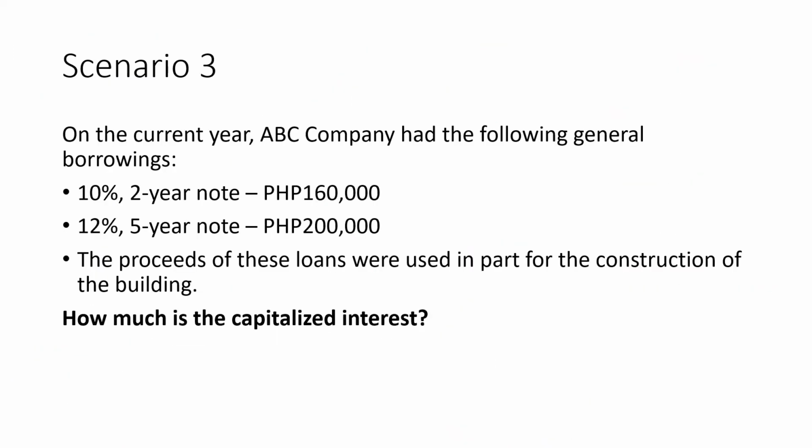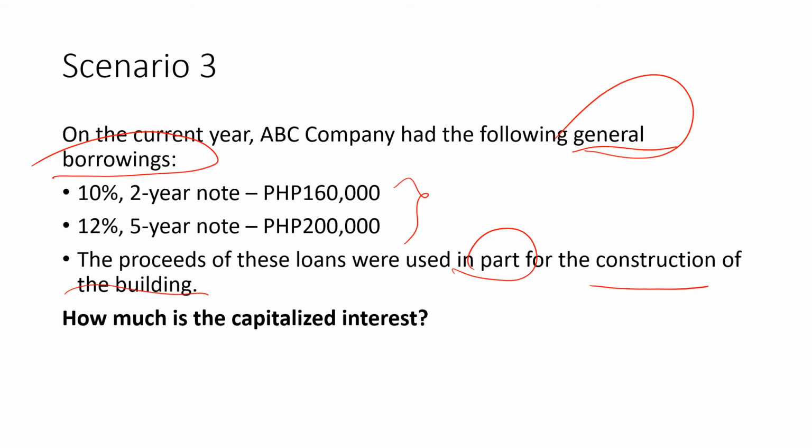Yan. Scenario 3. Scenario 3 tayo. So, on the current year naman, sabi niya, on the current year, ABC Company the following, take note, this is general borrowings naman. So, ibig sabihin, itong inutang natin na 160 and 200,000, this is not specifically loaned o borrowed for construction of the qualifying assets. Nagkataon lang na yung proceeds ng 160 at 200, ginamit natin doon sa building. Kasi sabi niya, ayan, the proceeds of these loans were used in part for the construction of the building. Yan lang.